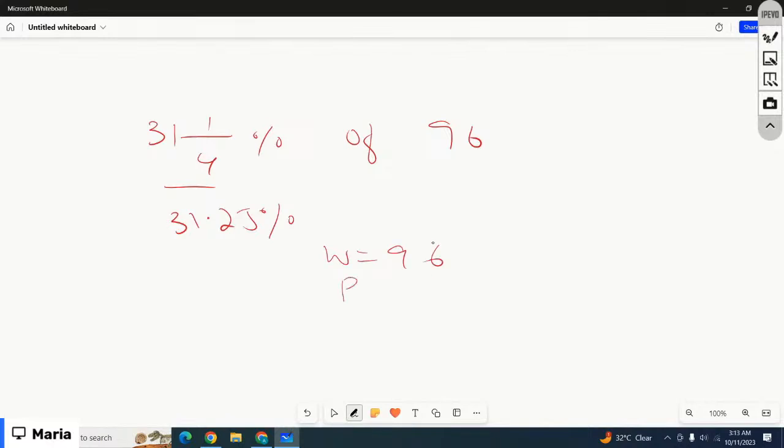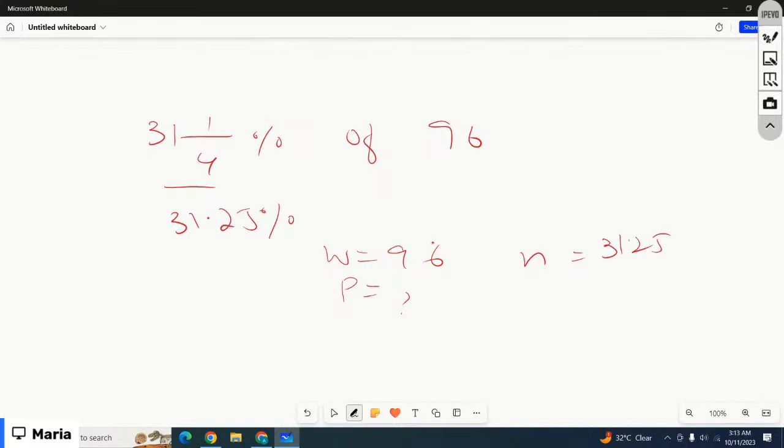The other example is 31 whole 1 over 4 percent of 96, right? So here you are given the mixed number, right? 1 over 4 is 0.25, so that would be 31.25. You have to calculate the part of 96. How much part? 31.25%, right? Whole is 96. You have to calculate the part.